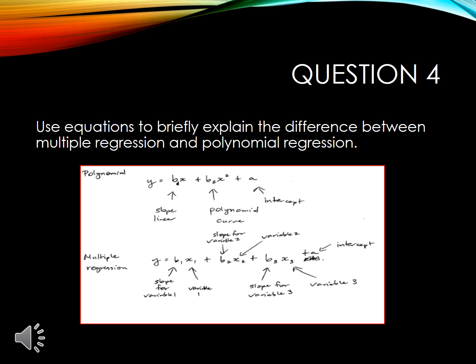Question 4 was a short one about other types of regression that were mentioned in our class. The equations are here. Some things you could have added were polynomial regression adds at least one curvilinear term into the regression equation, or multiple regression adds at least one additional explanatory variable for which a separate slope is estimated into the regression equation.